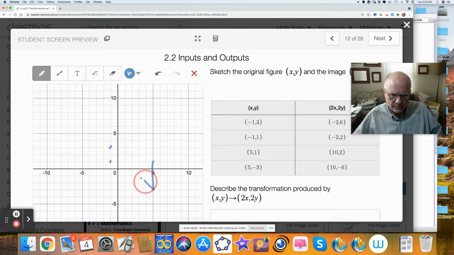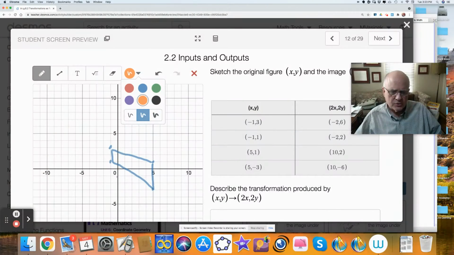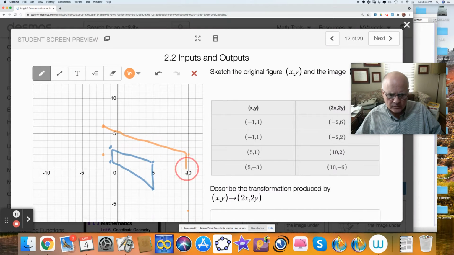This gives me some type of trapezoid. When I do the other one, I'll do this in orange. I have negative 2, 6, which is here. Negative 2, 2. 10, 2. And 10, negative 6. I get this trapezoid.